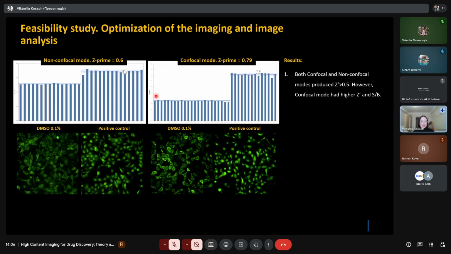So we chose this mode of imaging because during a very large screening, something could go wrong, some variation could appear, so you would like to stick to the higher window to have some room for this fluctuation to happen and not influence your quality control.